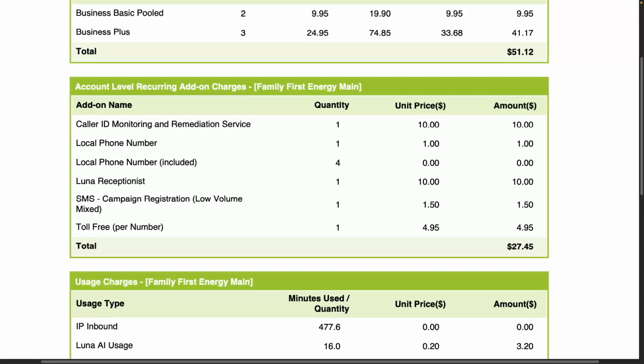Next is account level recurring add-on charges. These are recurring services billed at the account level, separate from your seat licenses. In this section, you'll see additional features tied to the account, such as caller ID monitoring, Luna AI receptionist, and phone number services. Now, some items may also appear as included at no cost, as shown on the invoice. Each of these services has its own monthly charge, and together they make up the total add-on amount. So for this invoice, the total comes to $27.45.